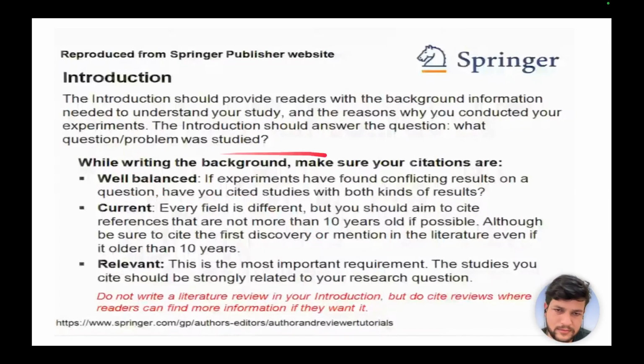As you take the broad overview, review the literature, and write your introduction, you have to cite whatever you are writing. It should be well balanced. If experiments have found conflicting results on the same question, you have to cite studies with both kinds of results. It should not be biased. For example, you are searching the literature related to your research and you find different types of literature. One study was supporting your information, and one was disagreeing, giving the opposite results.